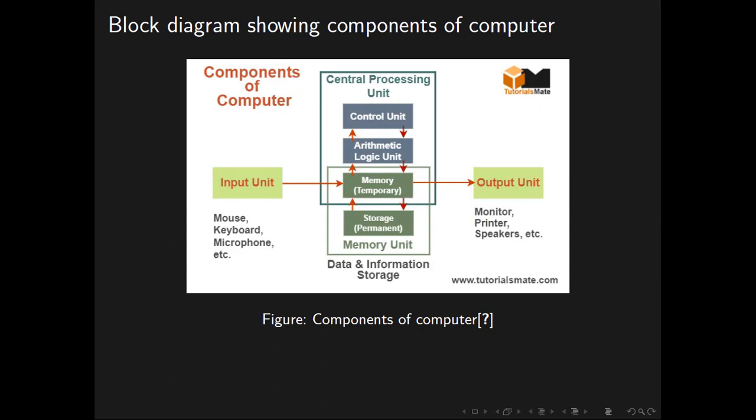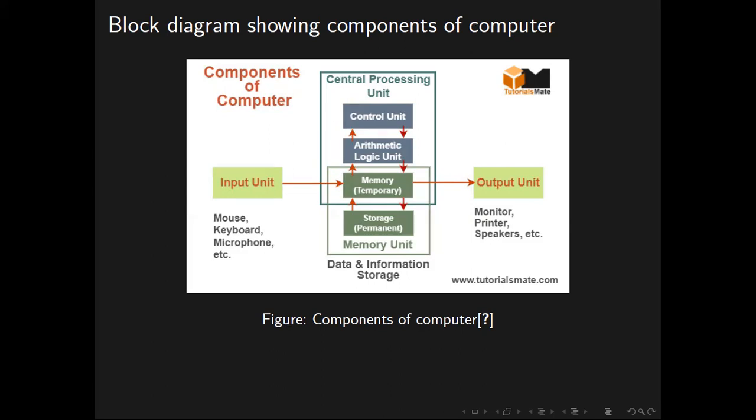Then memory unit. This is the other name for the RAM we insert into the motherboard. RAM, random access memory, is otherwise called the memory unit. You already know that there is a RAM chip and you know how to insert the RAM. Then storage unit, permanent storage, hard disk or CD drive or any other secondary storage, pen drive, all those things are considered to be storage units or secondary storages.